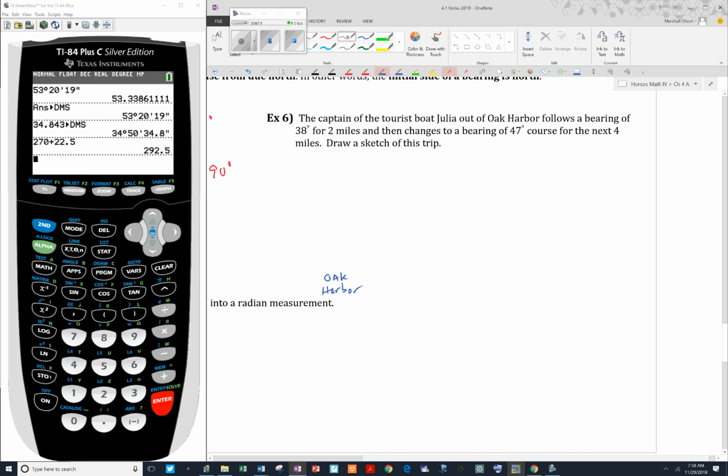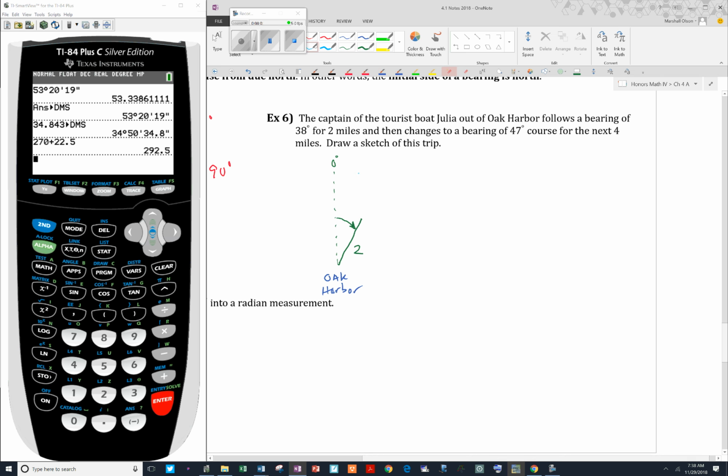Now if he were to go on a bearing of 0 degrees, that would be due north. So I'm just going to put this thing here and say that's 0 degrees. He's going to go on a bearing of 38 degrees, which means from due north, I'm going to go over 38, so kind of almost 45. And he's going to do that for 2 miles. I'm just going to say that's 2 miles right there. I didn't really hit my arrow all that way, did I? I put that there to show that I'm representing 2 miles.